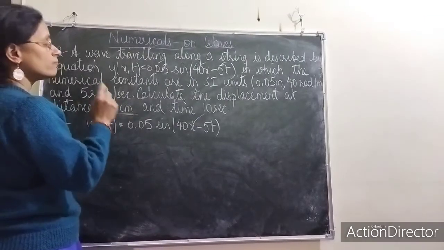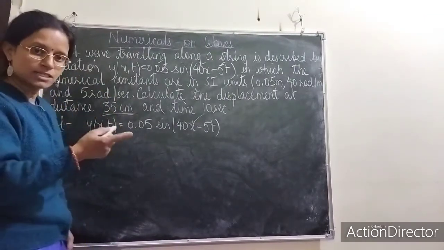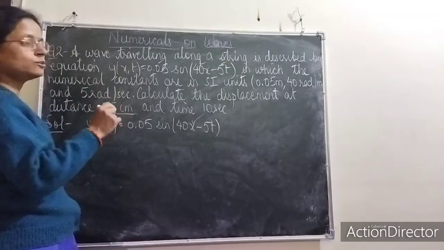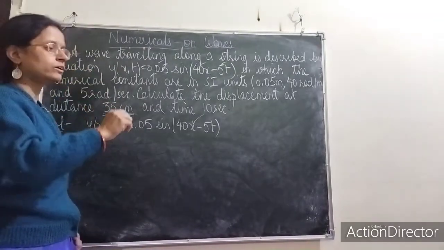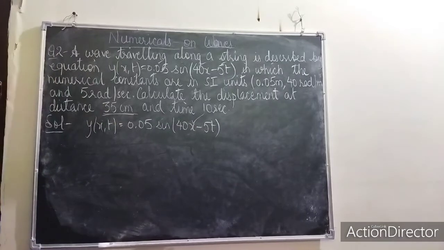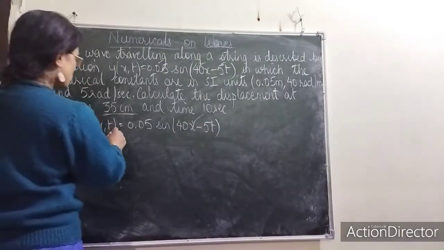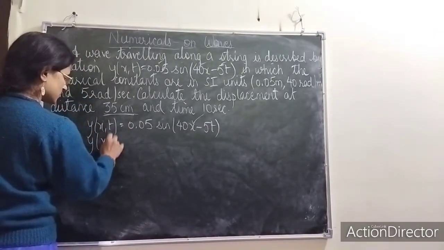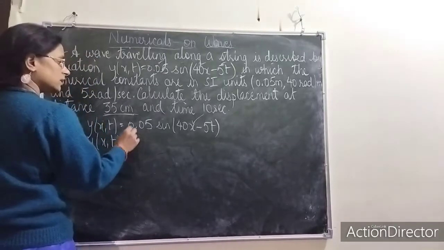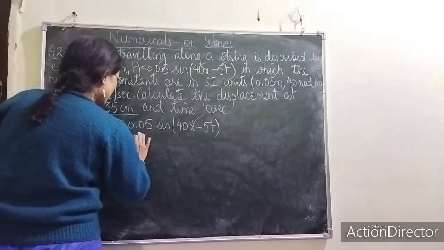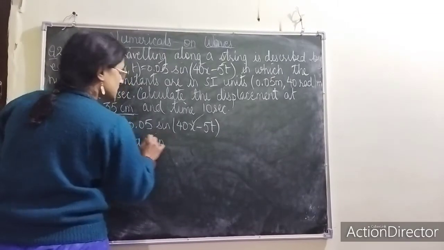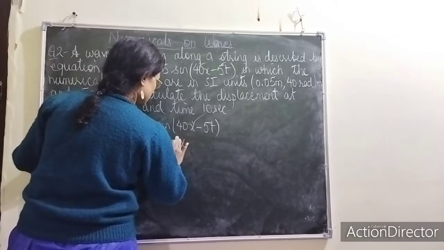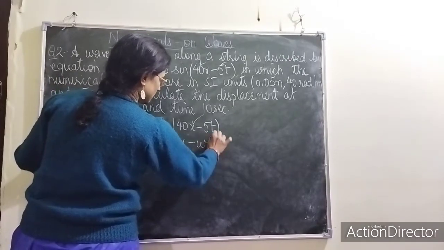So now again we will equate this equation with the standard equation. We will find out all the required things. We will find out the value of lambda, we will find out the value of frequency. All those values we will find, and accordingly we will solve. So this is y of x, t. The standard equation I am talking about is A sine kx minus omega t.